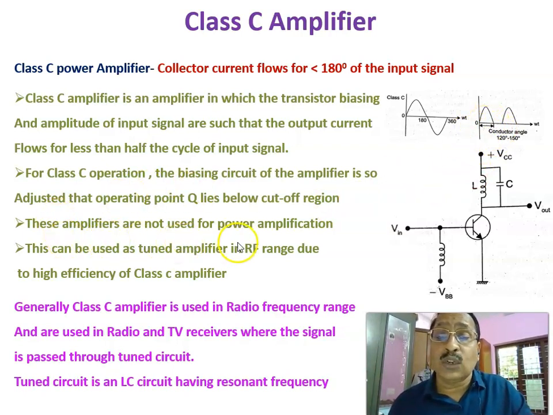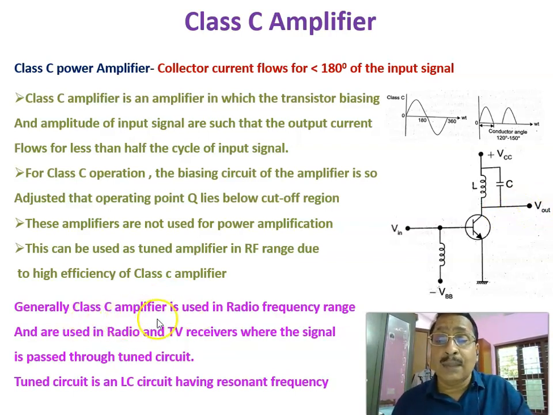These amplifiers are not used for power amplification, but can be used for tuned amplifiers in the radio frequency range due to the high efficiency of a class C amplifier. This shows a class C amplifier in which a choke is connected, and an LC filter with an inductor is connected at the output side in series with the collector, and here we are taking an output at the collector point.